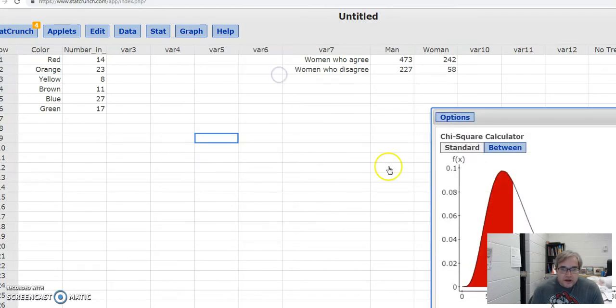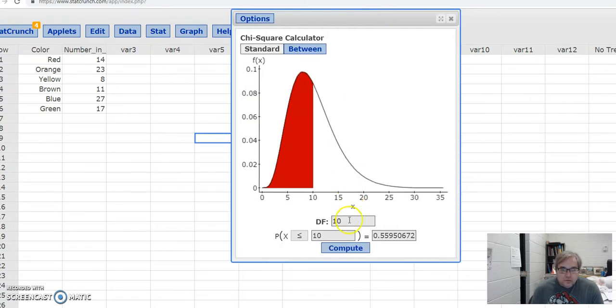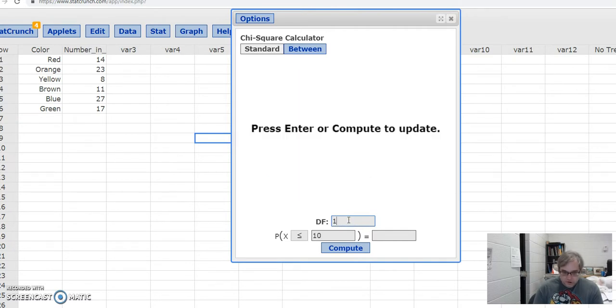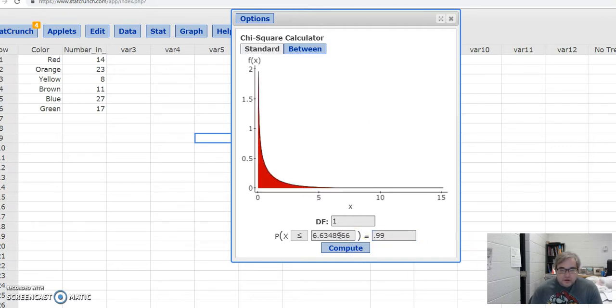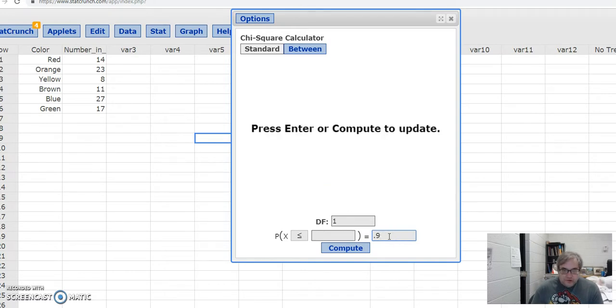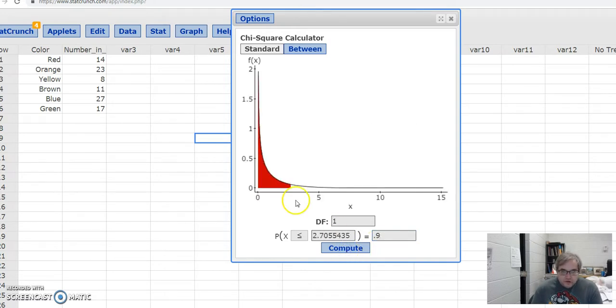We would reject here, by the way. We would look up the critical value by again going to calculators, still chi-square, degrees of freedom is 1, and then whatever 100 minus your alpha is. So if alpha is 1%, I put in 0.99. That would be my cutoff, my critical value. If alpha was 10%, I'd put in 0.9. You can see the area I have shaded is the non-rejection region, and the area not shaded is rejection. So that's probably about the easiest way to do those.